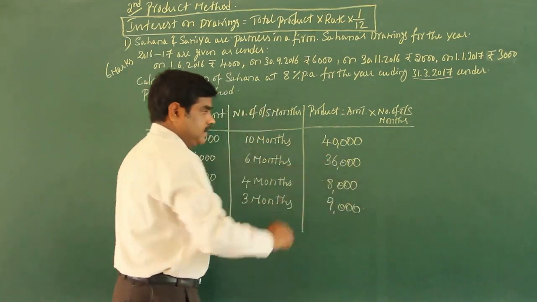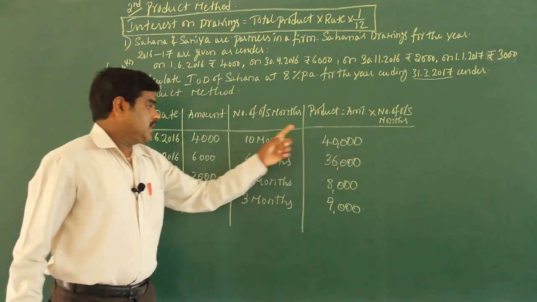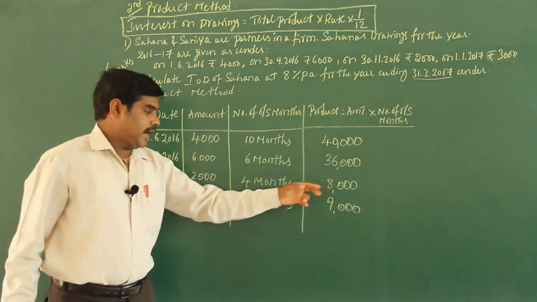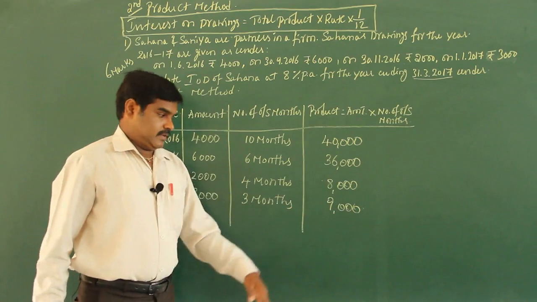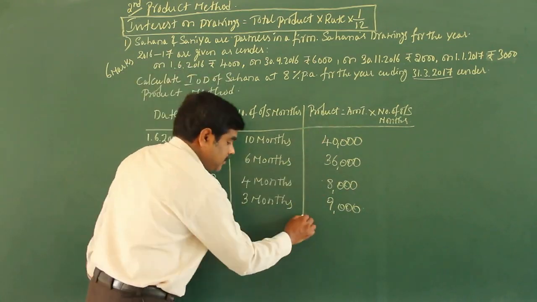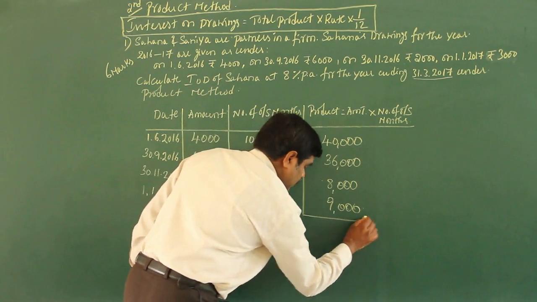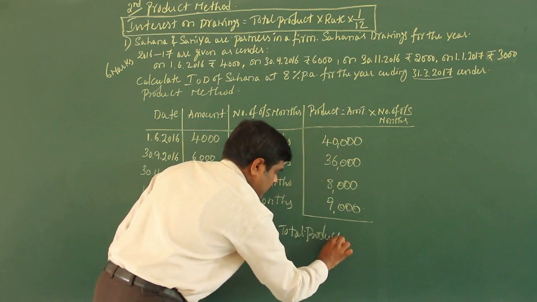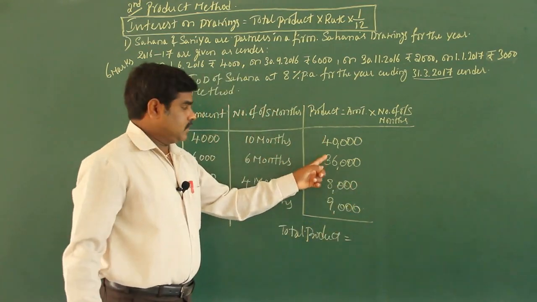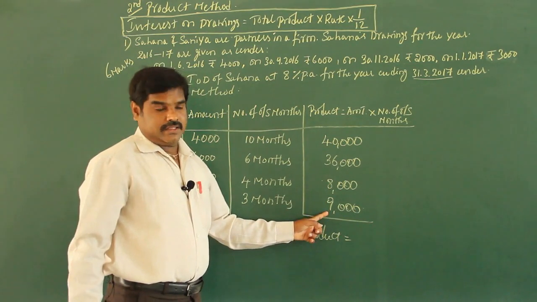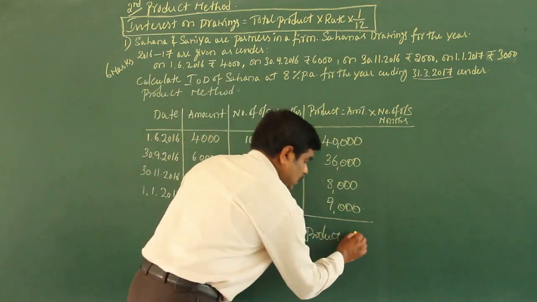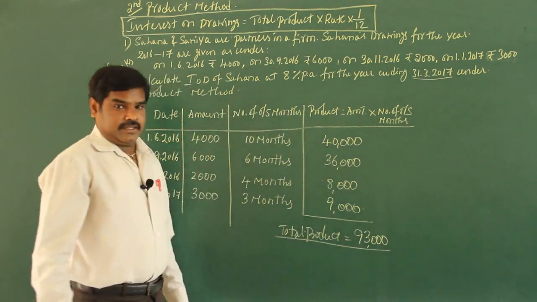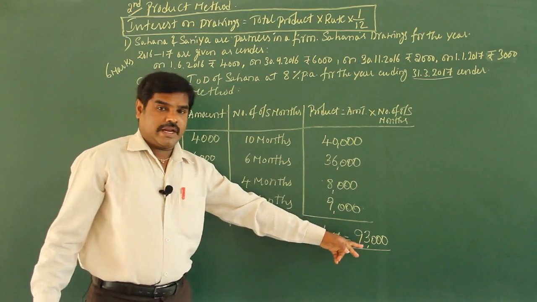And 3,000 into 3, 9,000. So this is the product: amount into number of outstanding months. Now after calculating the product, next you have to add the total product. You have to add 40,000, 36,000, 8,000 and 9,000. When you add, you are going to get 93,000. So the total product you have to find out is 93,000.